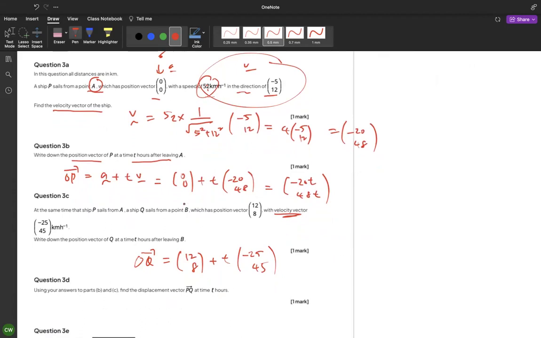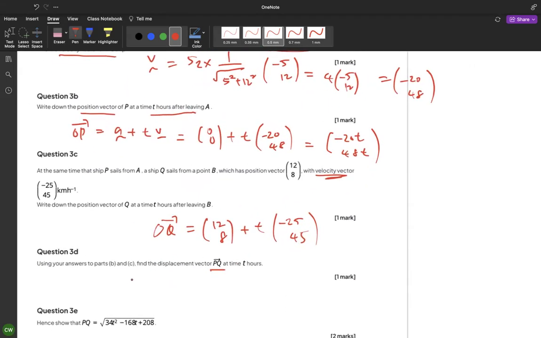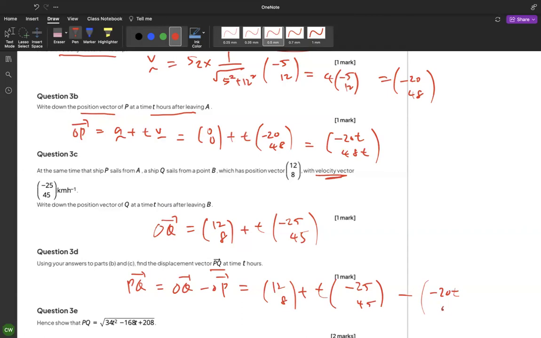Okay, now we have OP and OQ. How do we find PQ? PQ is equal to OQ minus OP. Can you go and minus this or not? OP is this one. Can you simplify this?